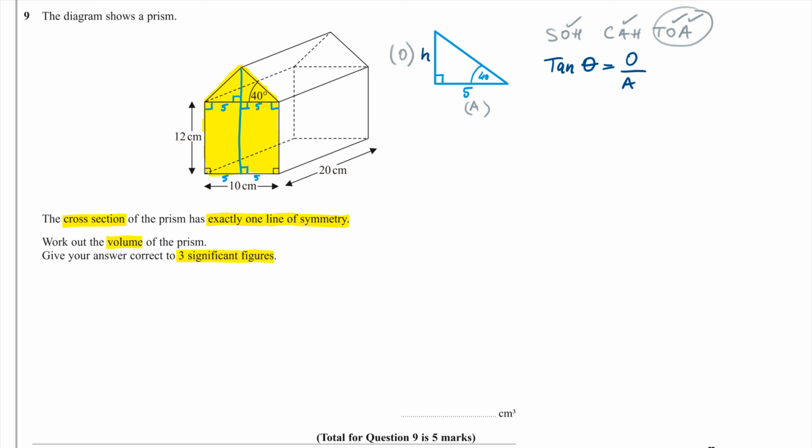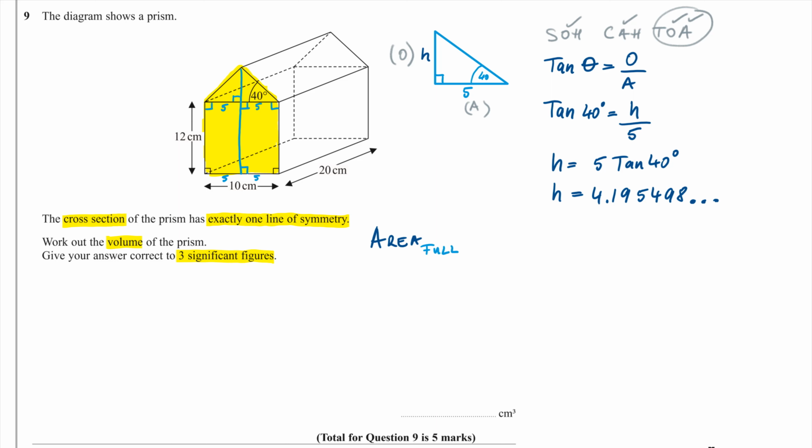Replacing the values, we have tan 40 degrees is equal to h over 5, so the height is equal to 5 times tan 40. Typing this in the calculator, we have 4.195498 and so on. Make sure that you don't round too early, so you keep the accuracy of the final answer.